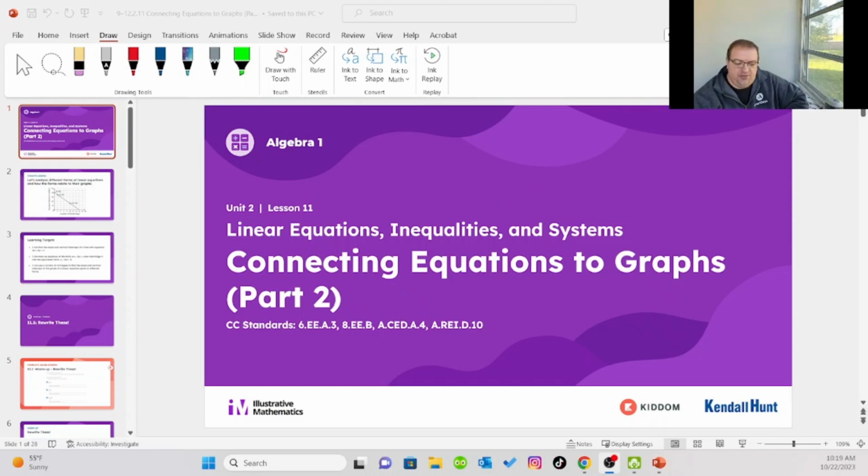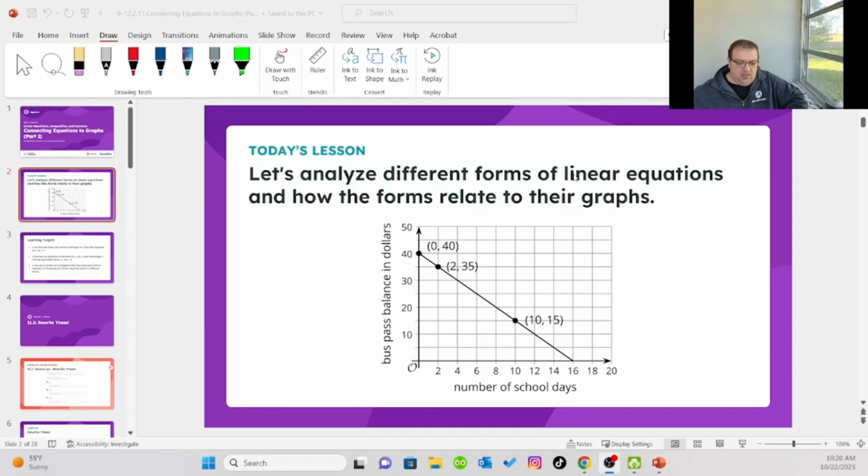Welcome to lesson 11. This is the second part of what we started last lesson, connecting equations to graphs. In today's lesson, we're going to analyze different forms of linear equations. We're going to talk about the standard form and the slope-intercept form, and how these forms relate to their graphs.